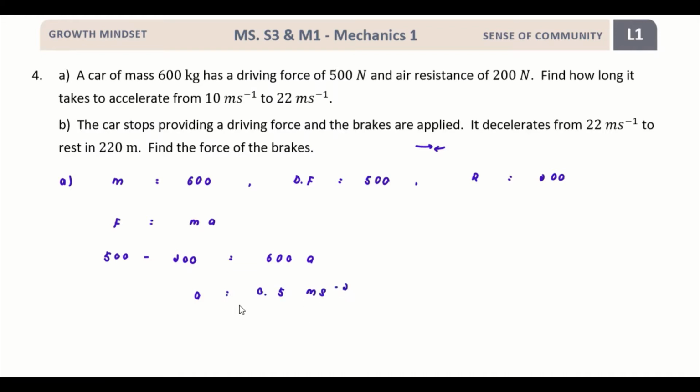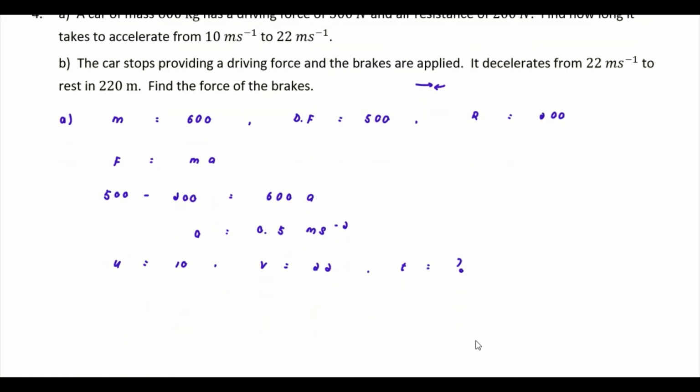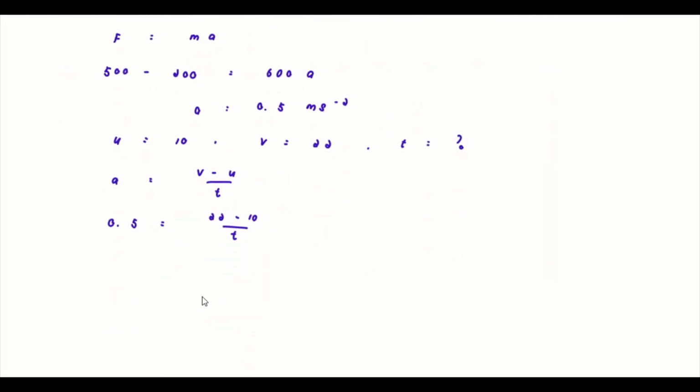Okay, so by having the acceleration now, since we already have our U is 10, then our final velocity is 22, so that we can get our T here just by using a simple formula, which is either you want to use V equals U plus AT, or it's the same thing if you try to use A equals V minus U over T. Yeah, basically they are just the same. So 0.5 equal to 22 minus 10 over T. So from here I can get 0.5 T equals 12. So that's why I can get T equals 24 seconds. Okay, so I guess it's pretty straightforward.